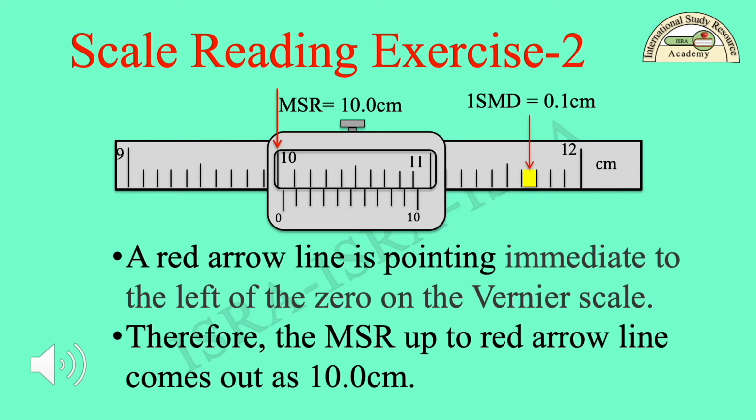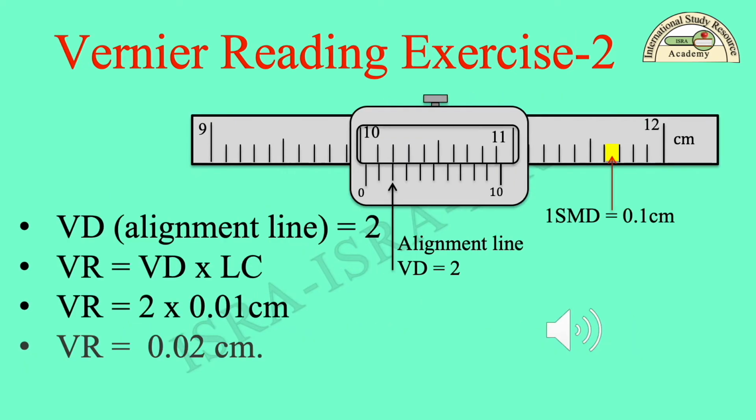Scale reading exercise 2. A red arrow line is pointing immediate to the left of the 0 on the vernier scale. Therefore, the MSR up to the red arrow line comes out as 10.0 cm. Now, look at the vernier reading exercise 2. To obtain vernier scale reading, study the image closely for alignment of scale lines of MSR and VR. Here, the alignment line between MSR and VR shows VD is equal to 2.